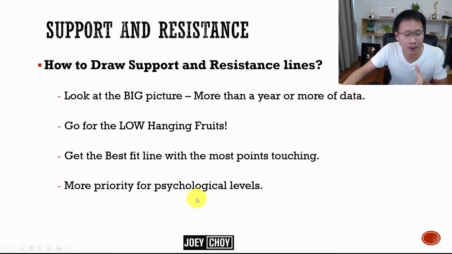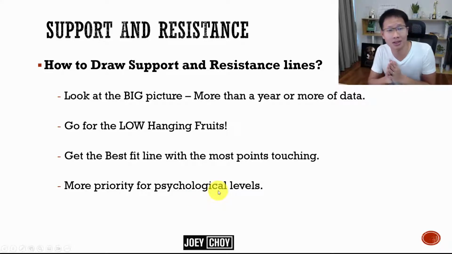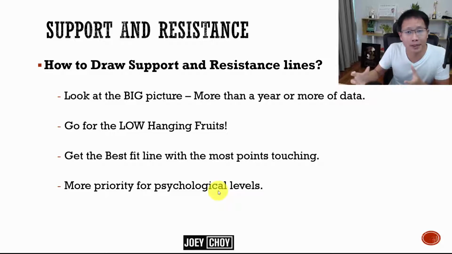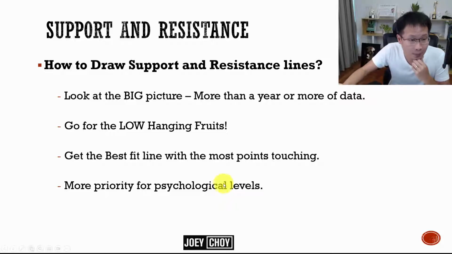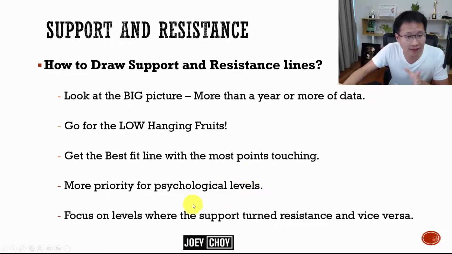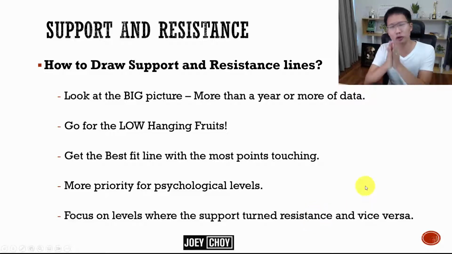And you want to give a bit more priority to the psychological level. So levels like the $100, the $10, the $1. These are all whole numbers, right? And we give a little bit more weight to it if it coincides with a support or a resistance level. Focus on levels whereby the support turns resistance. I think this is key. This is what most people do not do.